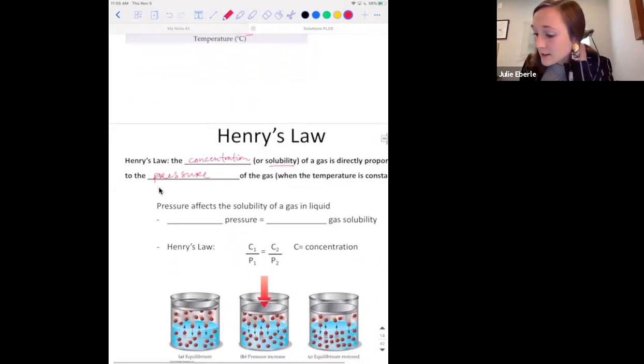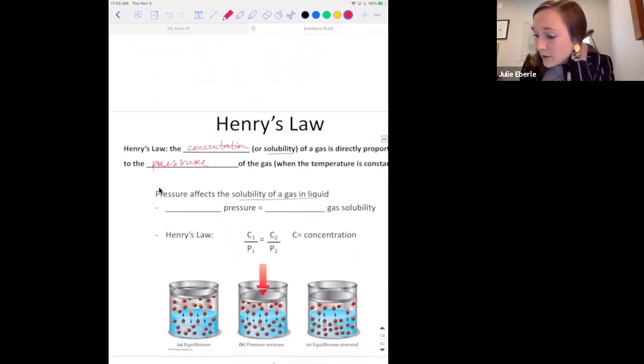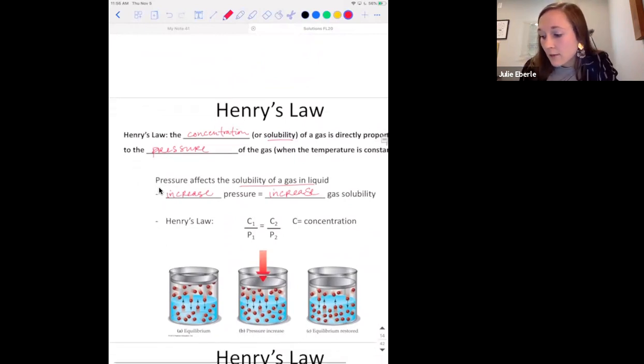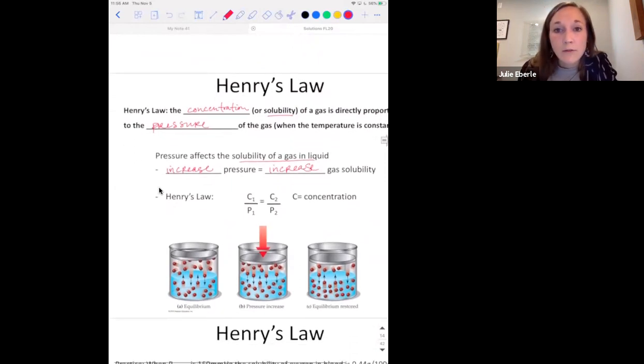That's what Henry's law is saying. So pressure affects the solubility of gas in a liquid. So if you increase pressure, you're going to increase gas solubility. So the more pressure you put on any sort of container that has a gas on a liquid, the more of those gas particles will dissolve and go into the liquid.